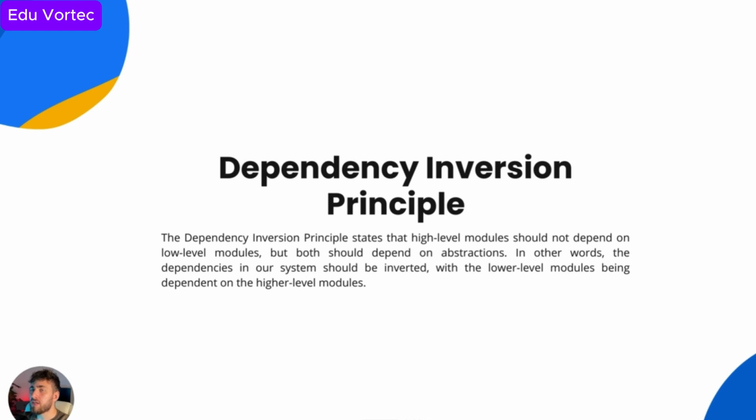The dependency inversion principle states that high-level modules should not depend on low-level modules, but both should depend on abstractions. In other words, the dependencies in our system should be inverted, with the lower-level modules being dependent on the higher-level modules. This helps to ensure that our code is flexible and can be easily changed and maintained over time.